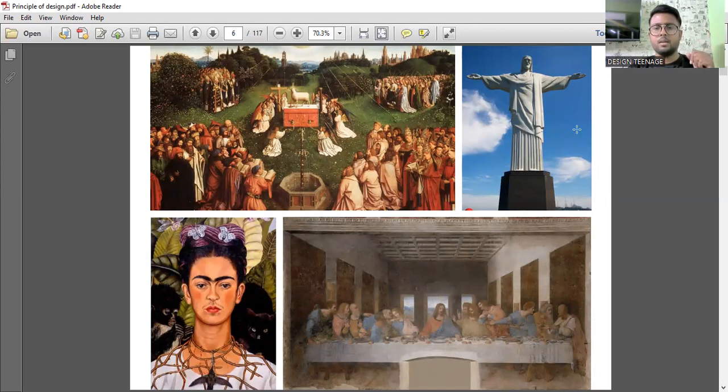So for example, in this picture, what is the name of this composition? The Last Supper. Yeah, made by?